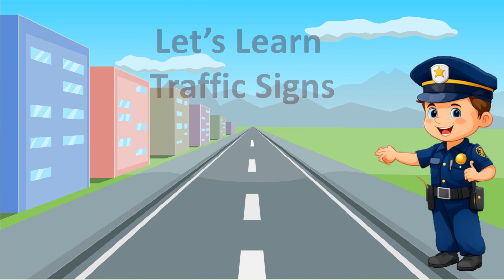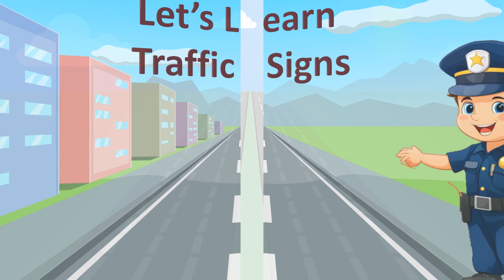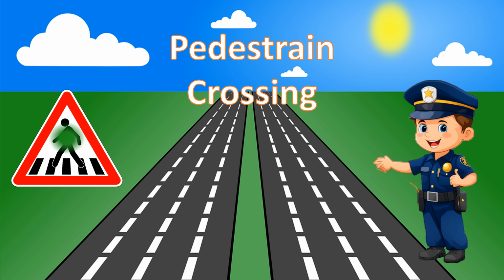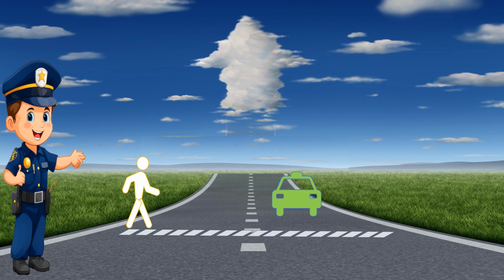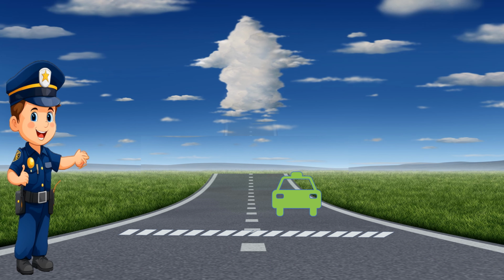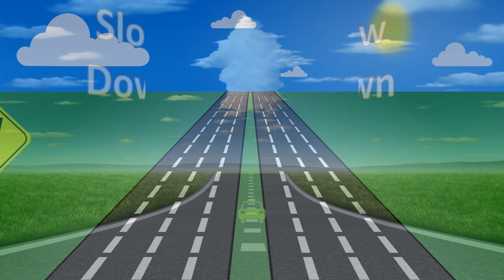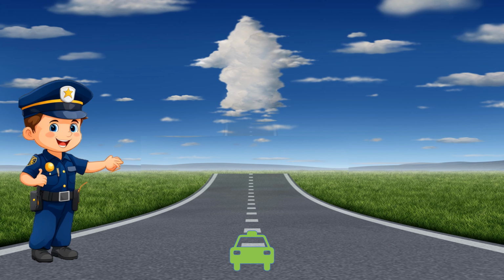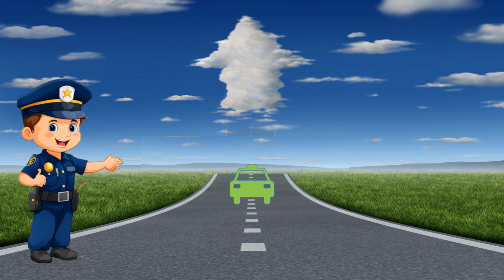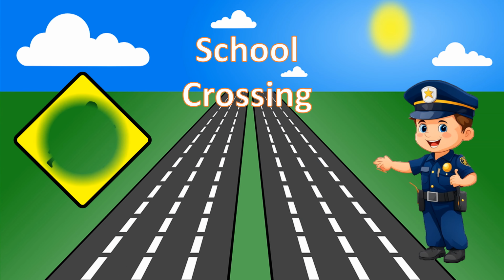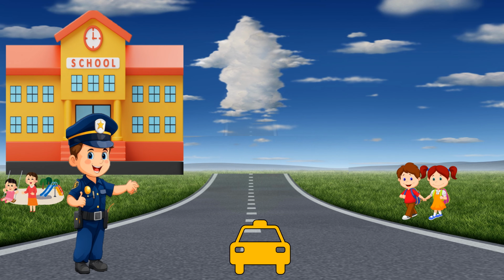Today we will learn about traffic symbol signs. Pedestrian crossing, where people can safely walk across a street. Slow down, to move slower. School crossing, helps the children to cross the road safely.